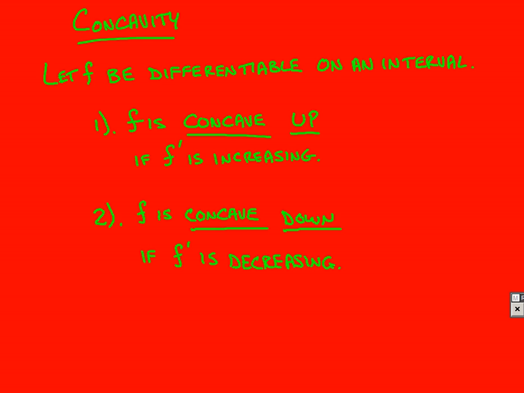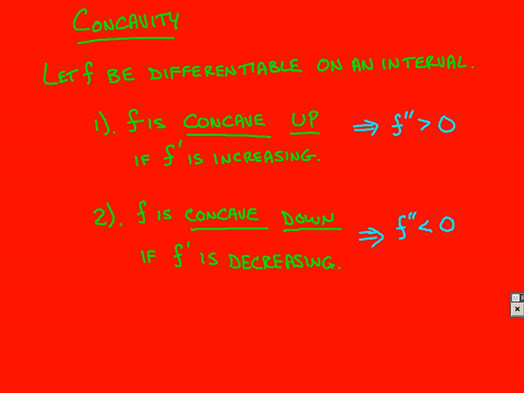So, first of all, concavity: what that means is that we look at concave up versus concave down. Concave up just means the derivative is increasing. Concave down means the derivative is decreasing. If the derivative is increasing, that means the derivative of the derivative, the second derivative, must be bigger than 0. Similarly, if the derivative is decreasing, then its derivative, f double prime, must be less than 0.